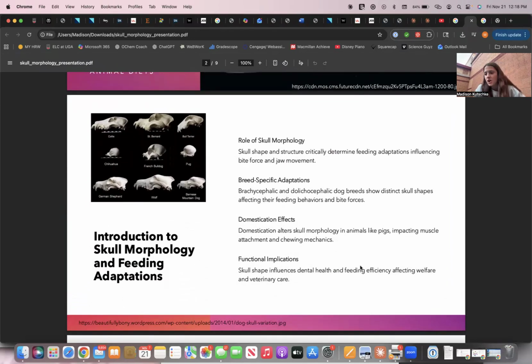All right, so just starting out, I want to start by defining two key terms that we have. The first of which is just what is skull morphology. Skull morphology is referring to the shape and structure of the skull. It includes the bones and the muscles that attach to it. And then feeding adaptations are traits that allow animals to efficiently process their diet. Understanding this relationship really matters because skull shape will affect the bite force of this animal and the chewing efficiency, and it can even have health implications in our domestic animals specifically.